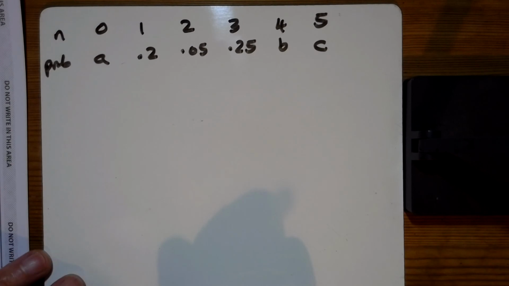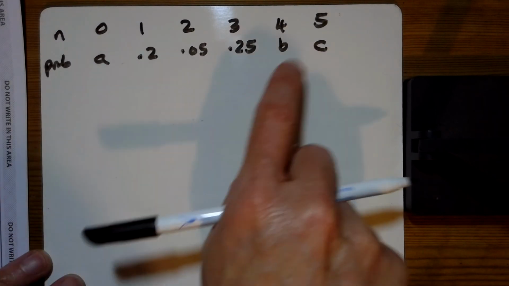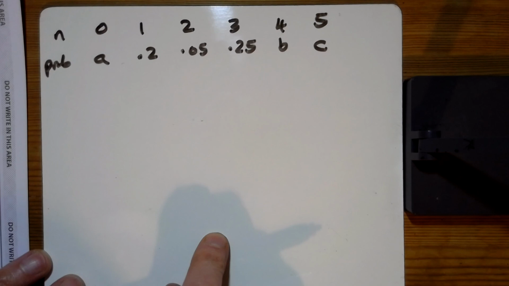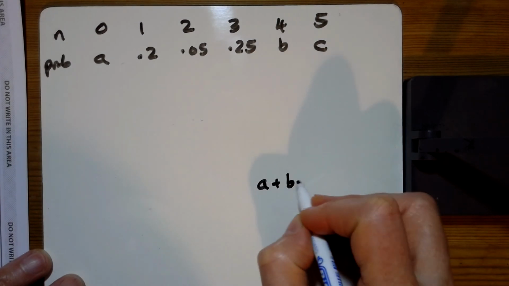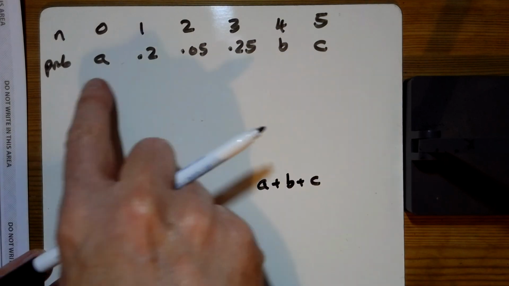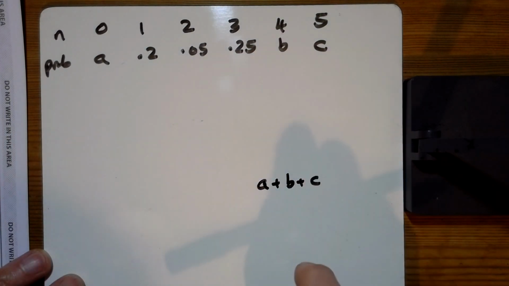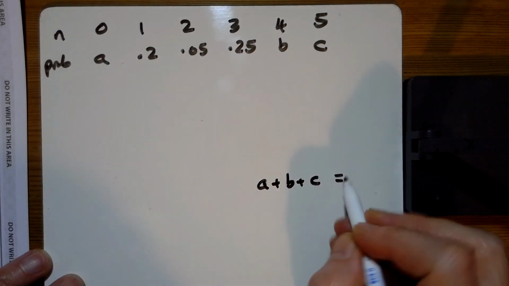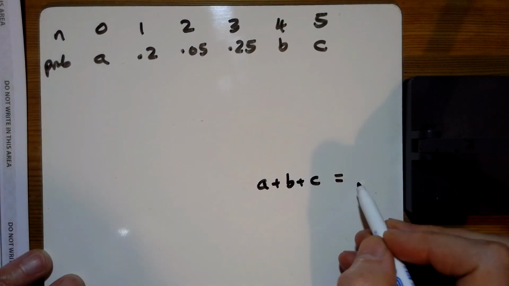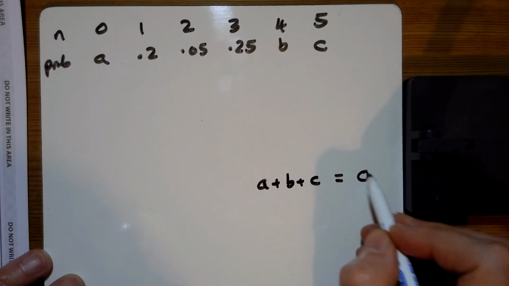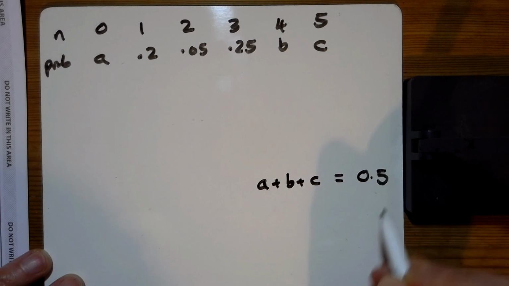Question 4, we've got 6 marks at the beginning, the usual way. We're going to try and find out what A, B and C are, aren't we? So we're going to try and build a simultaneous equation. We've got 3 unknowns. First of all, if we add up all of these probabilities, of course they're going to have to equal 1. Here we've got a grand total of 0.5, haven't we? So A plus B plus C must equal the other 0.5 there.